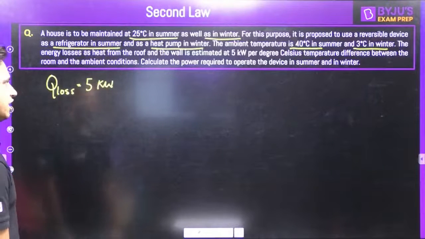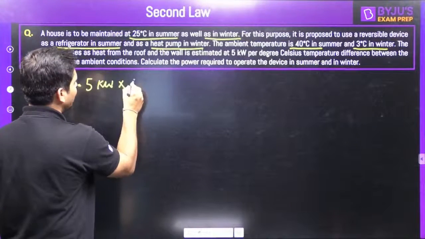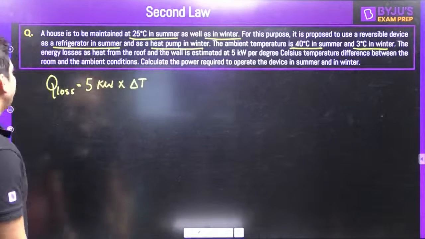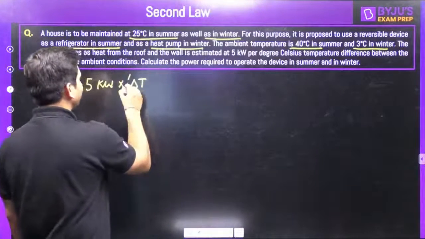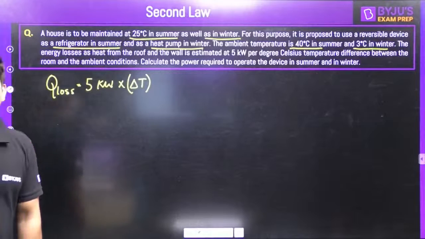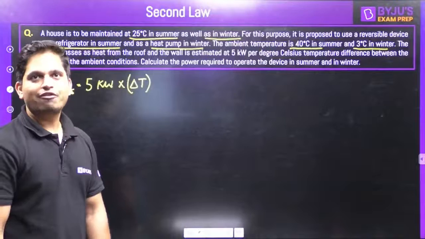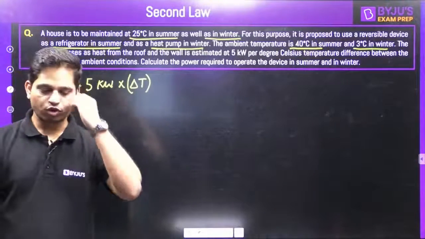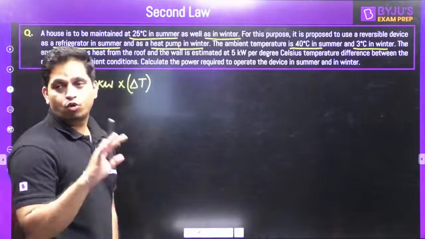So Q loss that is happening is 5 kilowatt per degree Celsius temperature difference between the room and the ambient. So whatever the temperature difference is between the room and the ambient, that much energy is lost. The power we need to calculate is the power to operate this device in summer and winter. I hope you are able to understand this question.